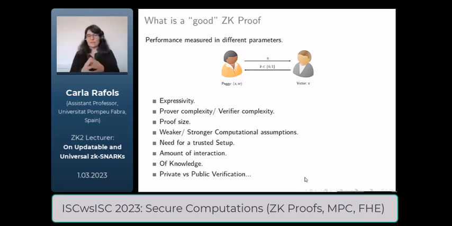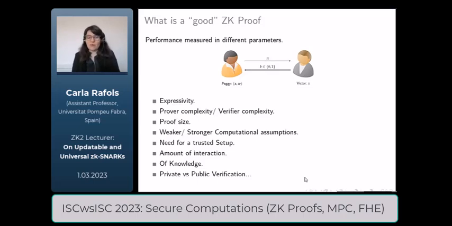Like you can have, as we will see today, a setup that is updatable or not. Finally, there's the amount of interaction, right? You can have interactive proofs or non-interactive proofs. Then there is this notion of knowledge that refers to the fact that the proof might guarantee not only that a witness exists, but that Peggy knows that witness, or you have sometimes private versus public verification.